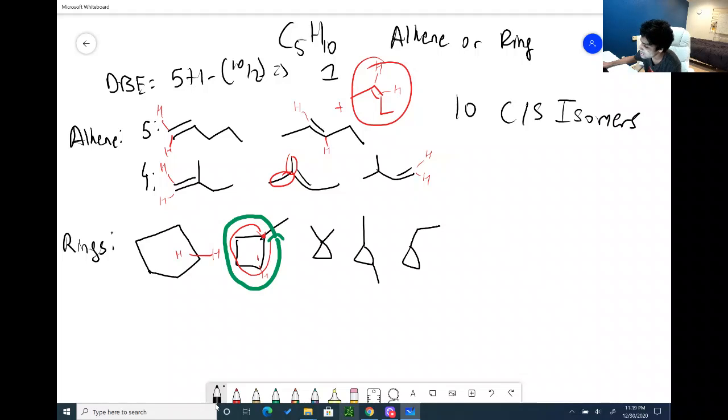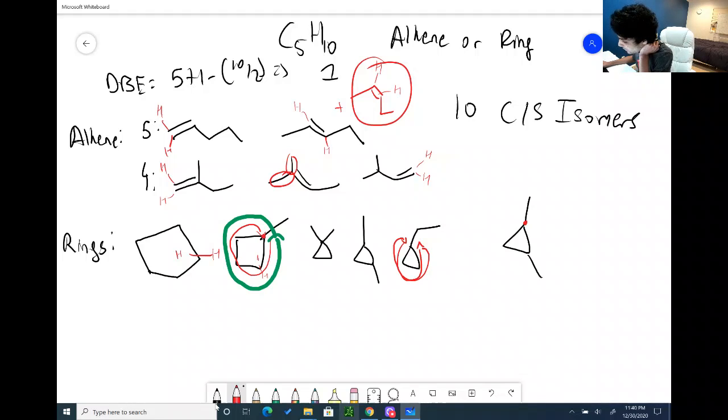Over here, same thing, right? Same pathway. The pathway counterclockwise is the same as the pathway clockwise. But over here, things get a little different. Let's take a closer look. So we have this compound over here, and let's take a look at this carbon.